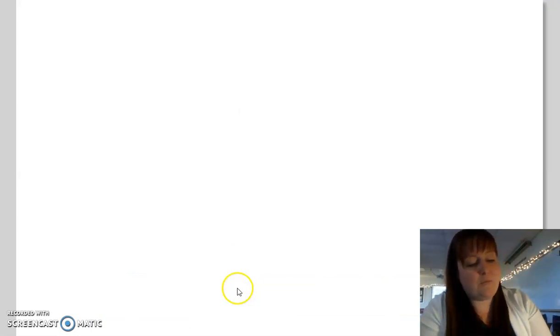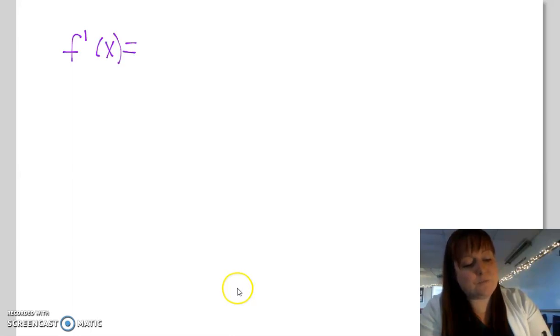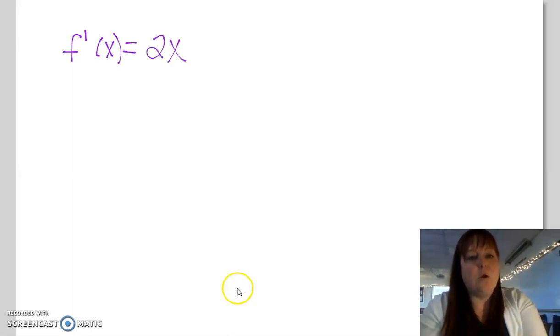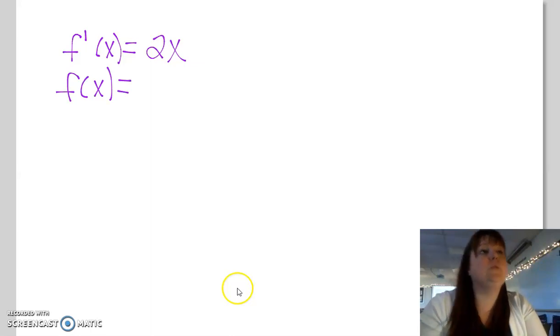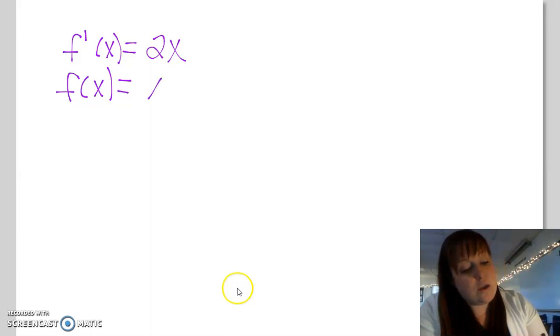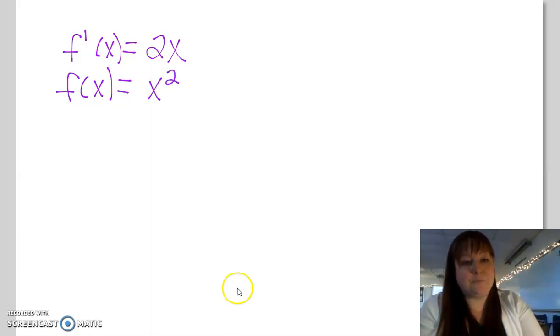Let's think about, if I gave you this, f prime of x equals 2x, what is the function? If the derivative is 2x, what is the actual function? Well, we've done so many derivatives now that you should be able to go backwards and think, okay, if the derivative is 2x, then I know the function was x squared.